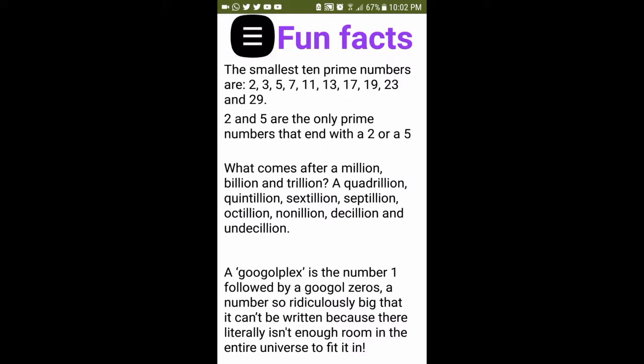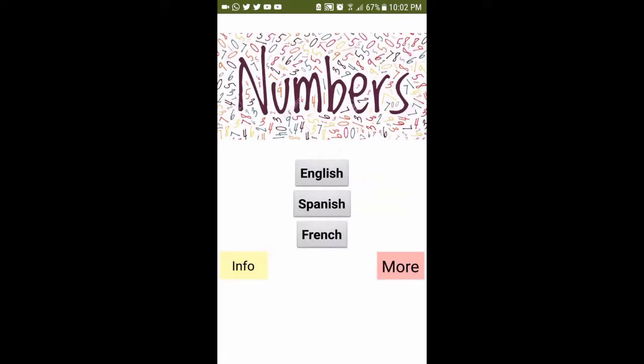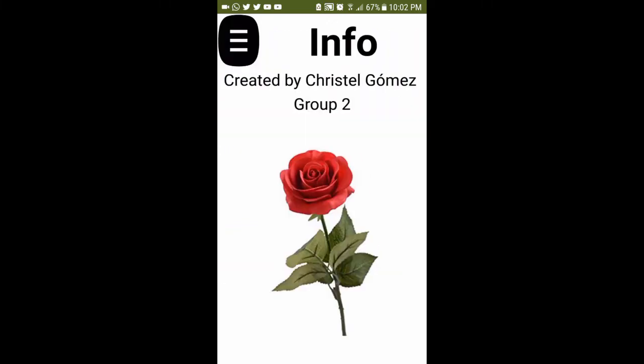Now we're going to the menu, and there's another button that says info. If you click on that one, it will take us to another screen that says that this application was created by Christel Gómez from Group 2, and there's an image of a rose. Now let's go to the menu.